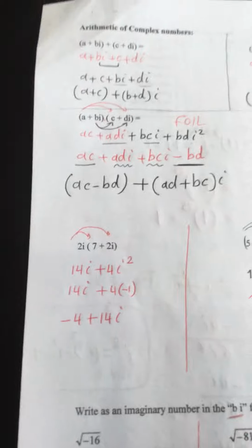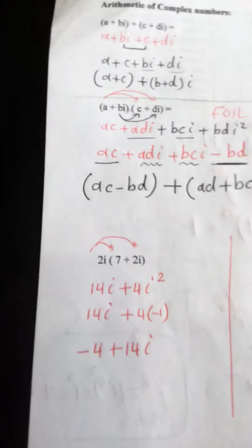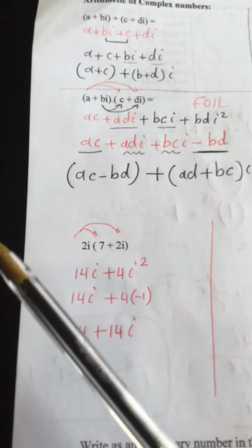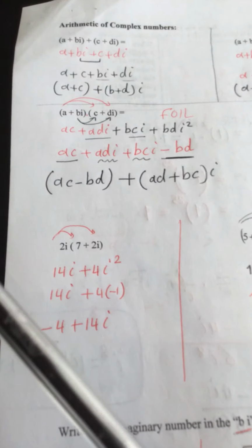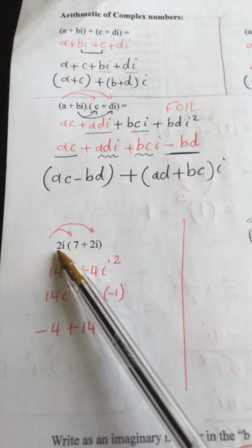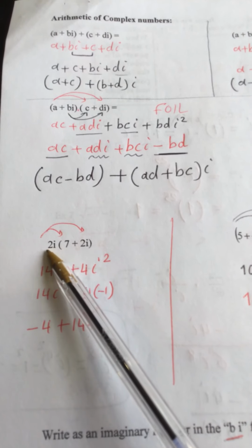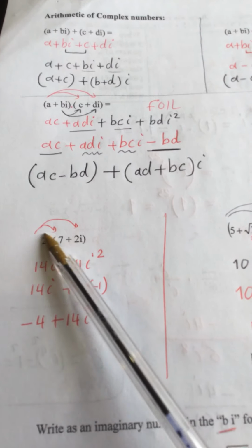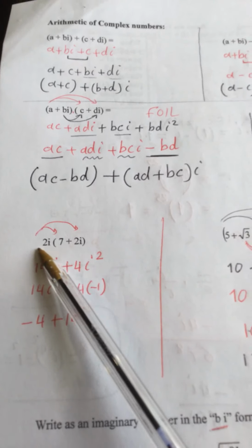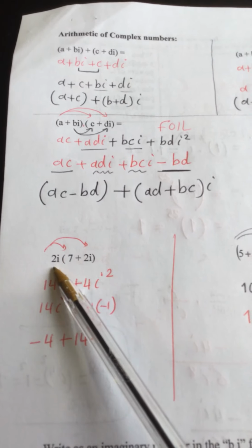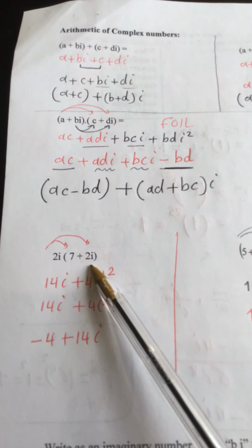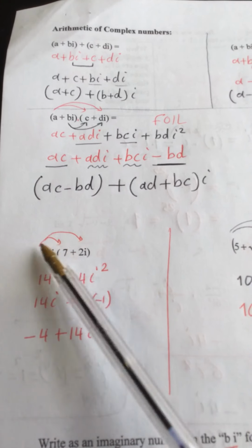Multiply. So here we have 2i, which is a complex number. The real part for this complex number is 0, so we can write it like 0 plus 2i, or just 2i. So 2i times 7 plus 2i. Here use the distributive property.